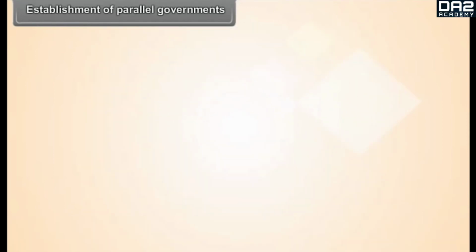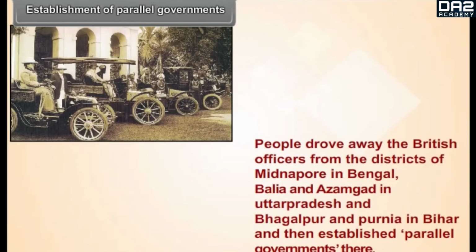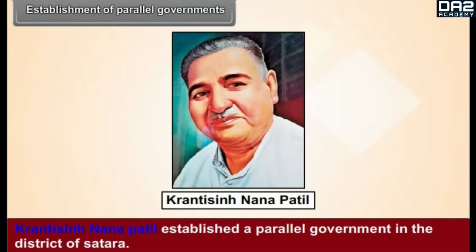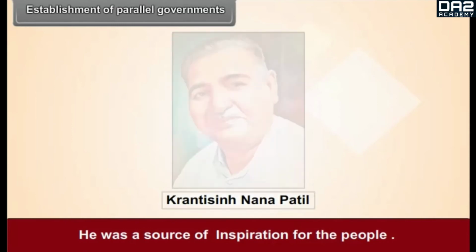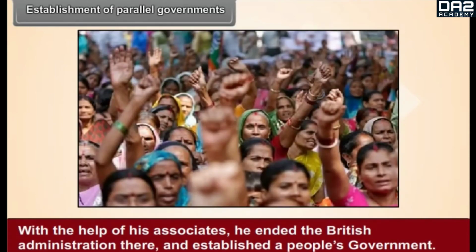Establishment of parallel governments. People drove away the British officers from the districts of Midnapur in Bengal, Balia and Azamgarh in Uttar Pradesh, and Bhagalpur and Purnia in Bihar, and then established parallel governments there. Kranti Singh Nana Patil established a parallel government in the district of Satara. He was a source of inspiration for the people. With the help of his associates, he ended the British administration there and established a people's government.